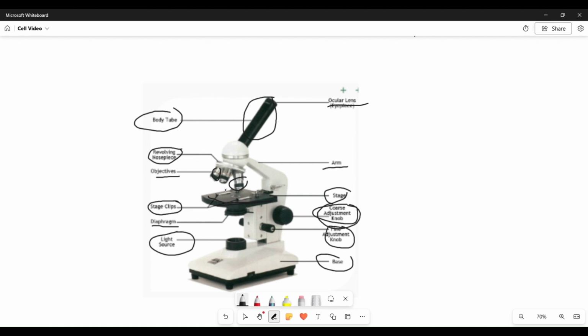Then slowly turn the coarse adjustment so that the stage moves down, away from the slide, and continue until the image comes into broad focus, or you can kind of see something there. Then turn the fine adjustment knob as necessary for perfect focus.